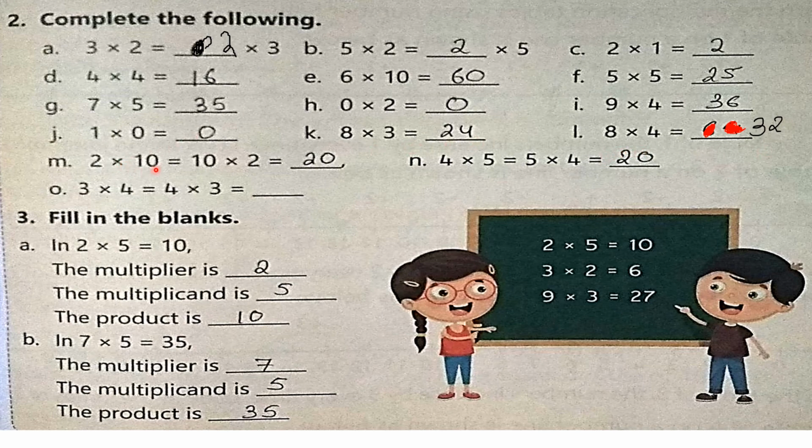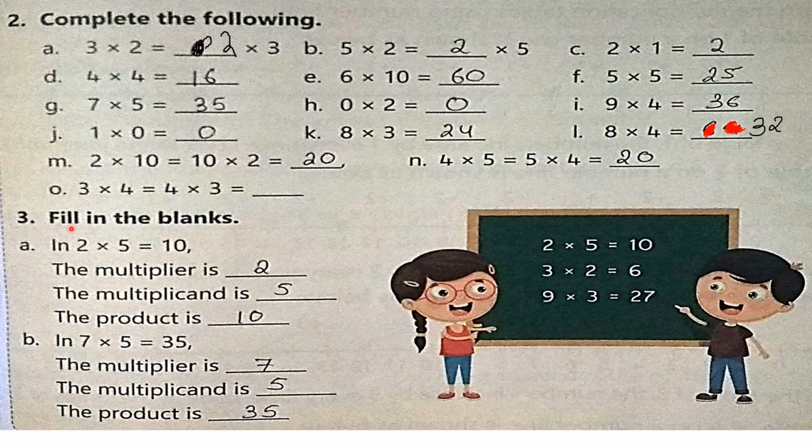So 2 times 10 is equal to 10 times 2. That means 2 10s are 20 and 10 2s are also 20. So we will write here 20. So 4 5s are 20 and here 5 4s are also 20. So we will write here 20. Got it? Now fill in the blanks.